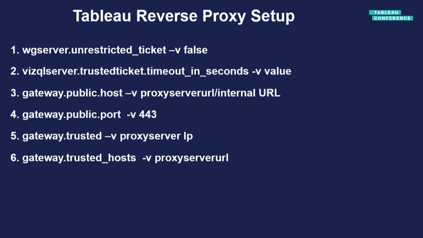So if you set this to the proxy server URL, and then you use the internal URL to publish, when you download the workbooks, it will prompt you an error saying that it doesn't recognize it, because all your servers are dedicated to the proxy server. This is the setting which actually helps when you publish something to the server. The workbook uses this URL. Then you have the public port, which is the SSL port. Then you have gateway.trusted equal to the proxy server.